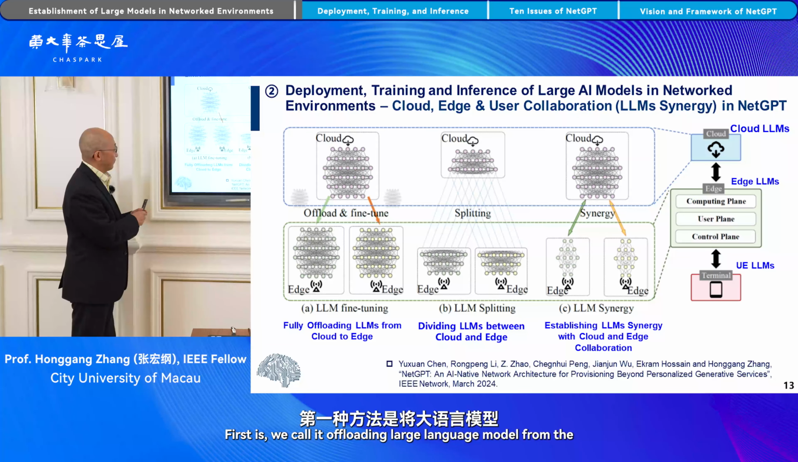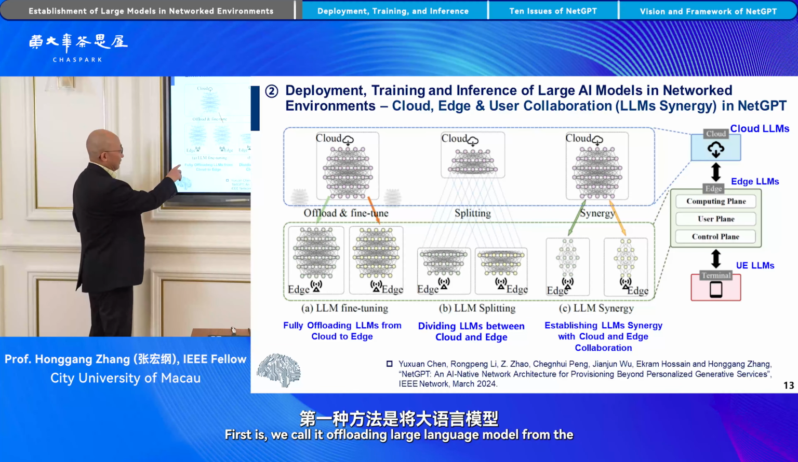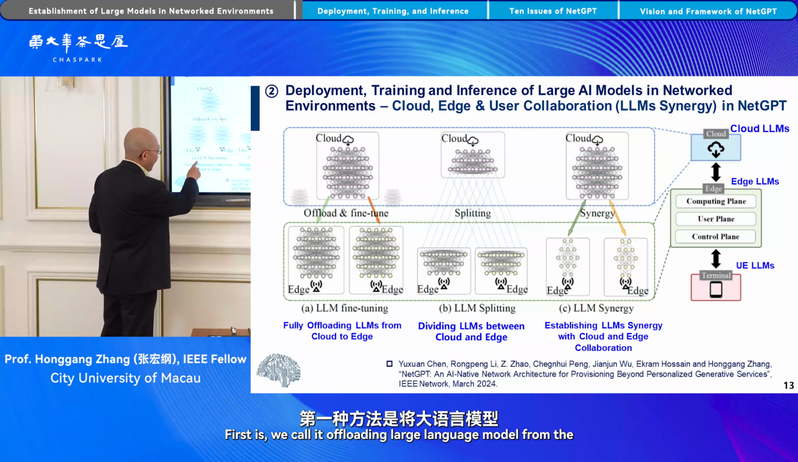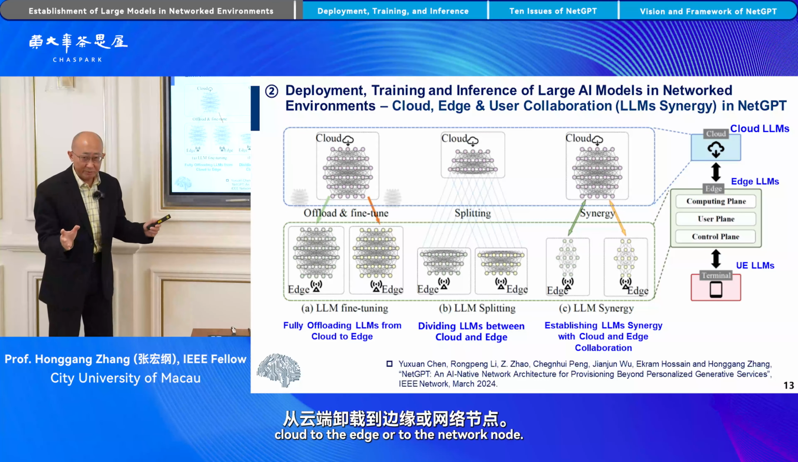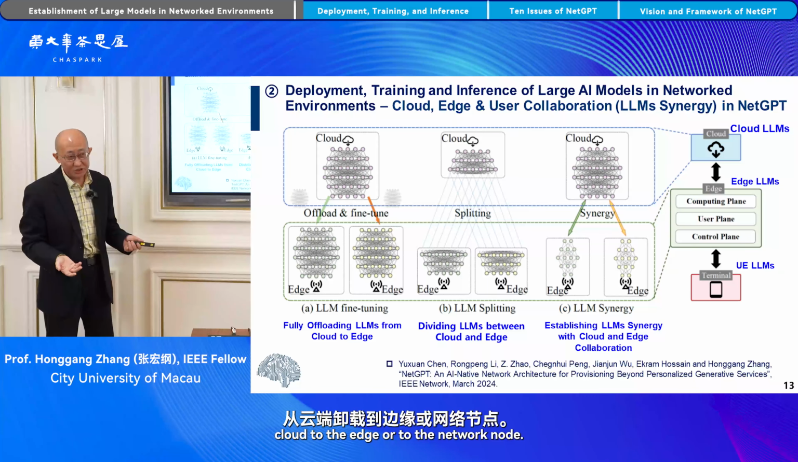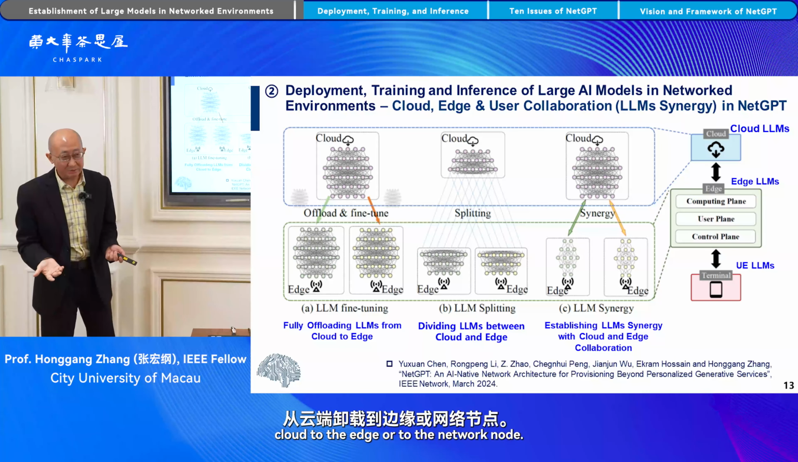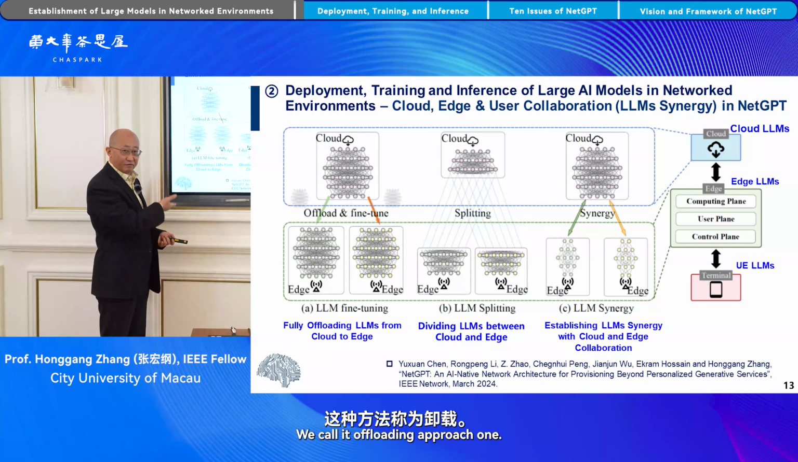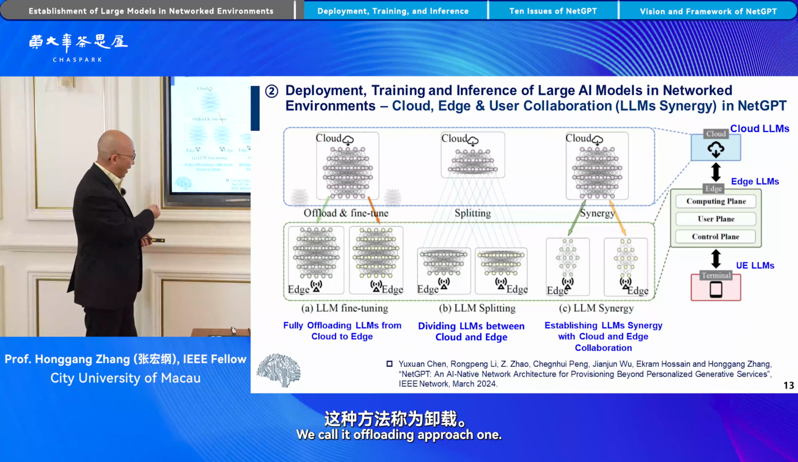First is what we call offloading large models from the cloud to the edge or to the network node. We call it offloading, approach 1.